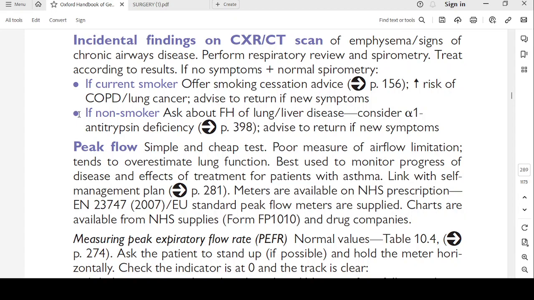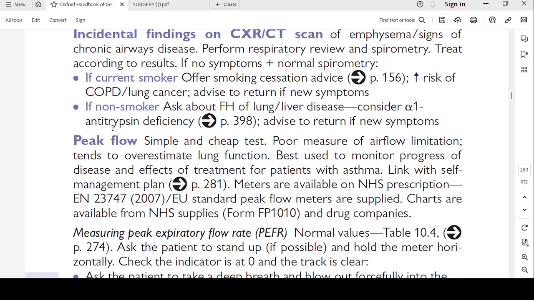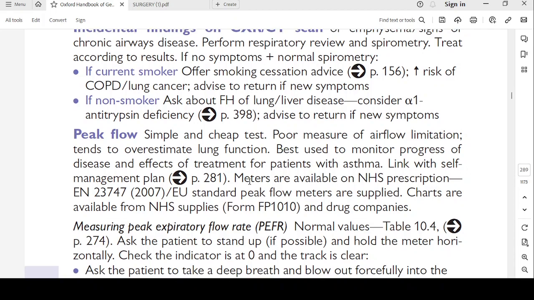If he is a non-smoker, ask about the family history of lung or liver disease. Consider alpha-1 antitrypsin deficiency. Advise to return if new symptoms are there. Peak flow. Simple and cheap test. Poor measure for airflow limitation, tends to overestimate the lung function. Best used to monitor progress of a disease and effects of treatment for patients with asthma. Link with self-management plan. Meters are available on NHS prescription.